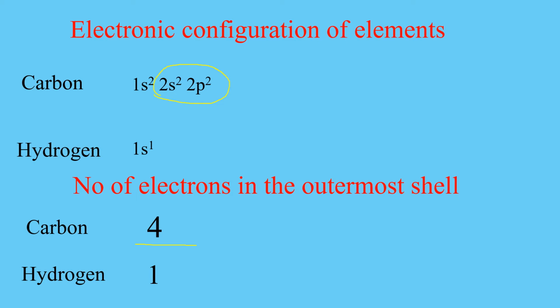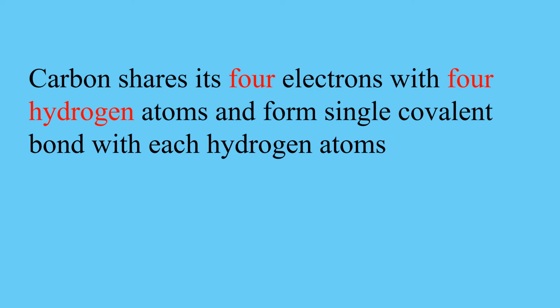So we can see carbon requires 4 more electrons and hydrogen requires 1 electron to complete their octets. Carbon shares its 4 electrons with 4 hydrogen atoms and forms a single covalent bond with each hydrogen atom. So now after knowing the electronic configuration, we can draw the structural formula of the given compound.